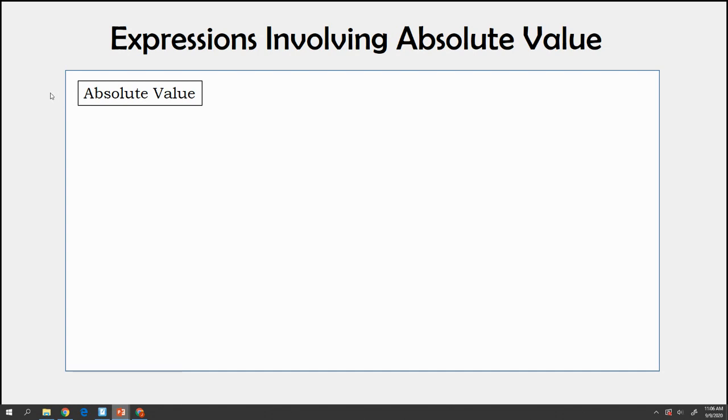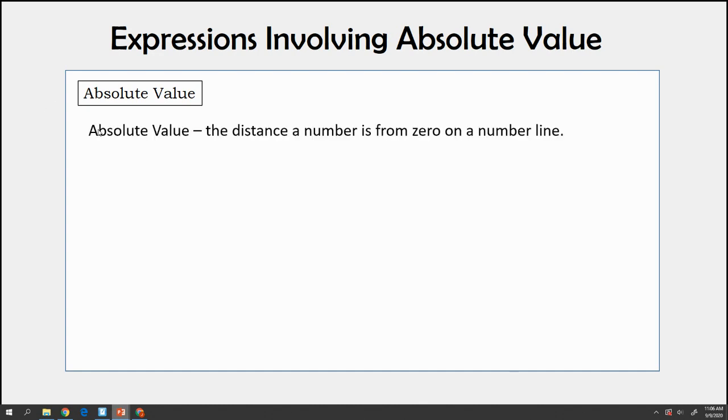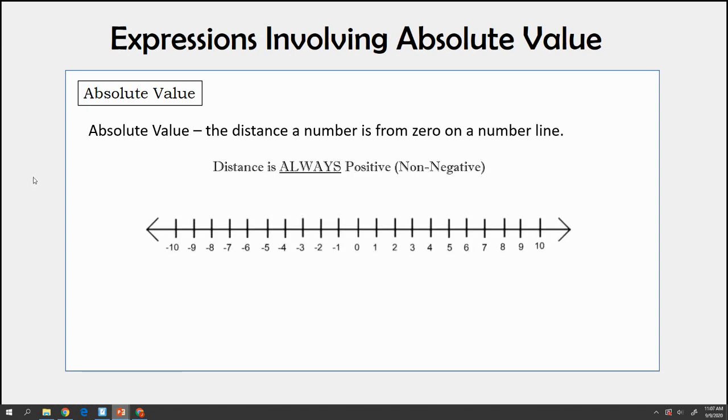So, first of all, let's talk about absolute value. The idea of absolute value is it is the distance a number is from zero on the number line. And the key here is distance is always positive, which you could also call non-negative in this case. What that means is if you start at zero and walk to the right, or you start at zero and walk to the left, you're still walking a distance. It doesn't matter if you go left or right, you're still covering ground, so to speak. So distance is always going to be positive, and that's what absolute value really does. Let's look at some examples here.